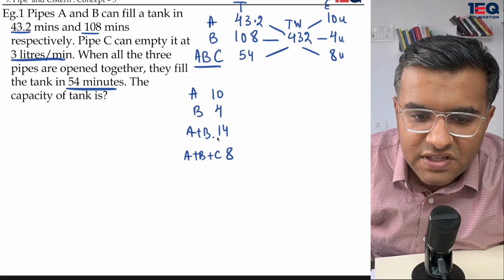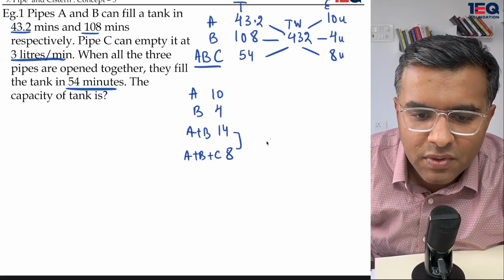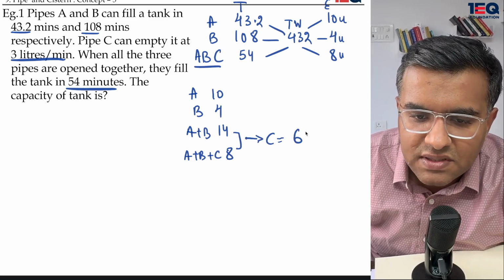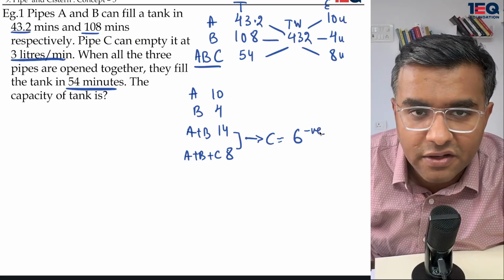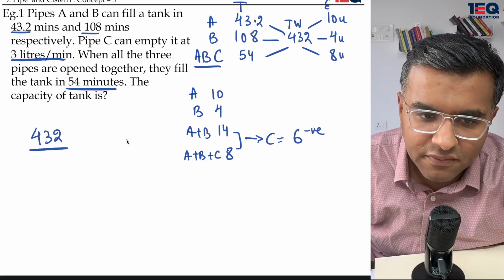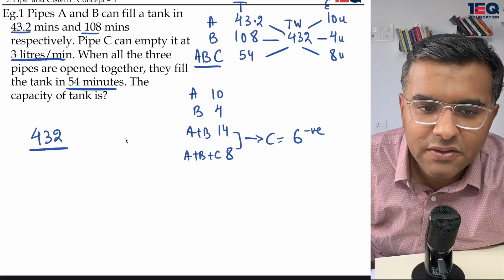So this means that C is doing a negative job, and C's job is equal to 6 negative. Now, let's assume that 432 was the total work being done and only C was doing the emptying work.